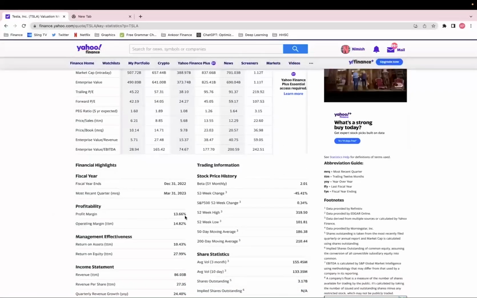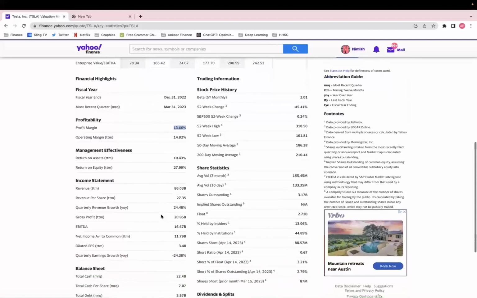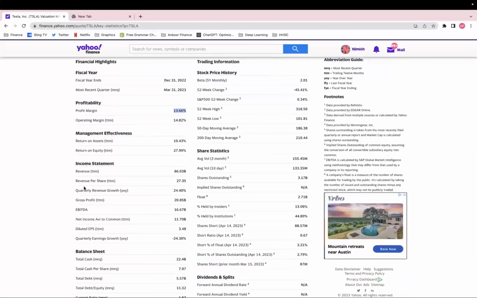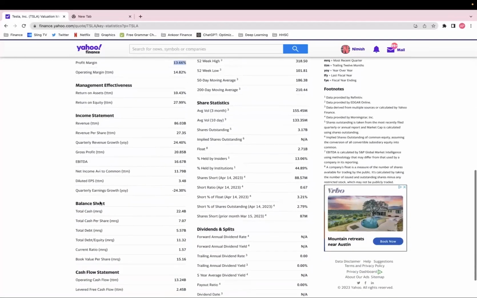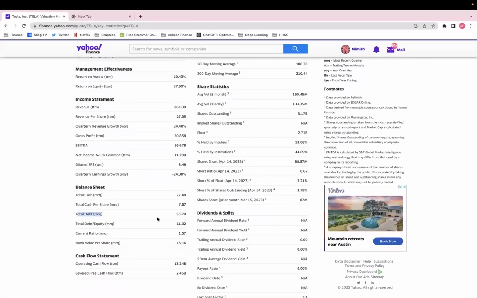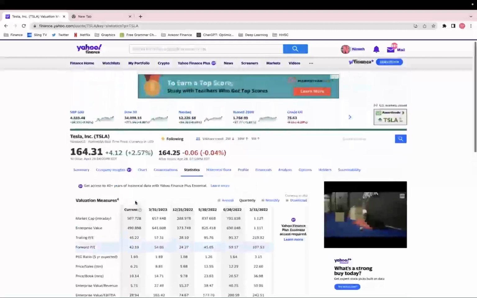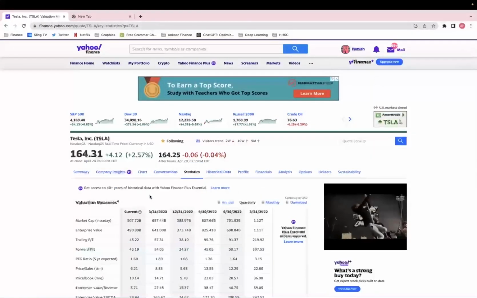So this is Amazon, 13.66. You spend $100, $13 is going to Mr. Bezos. And then all these other details, there's debt also. You'll get to see Amazon has this much debt. Where are the statements, the income statements and all that? These are under financials.